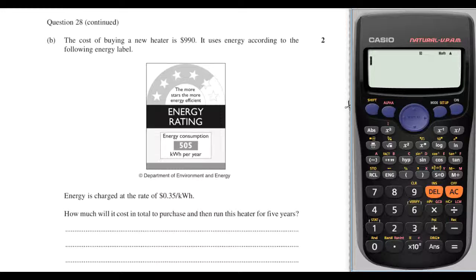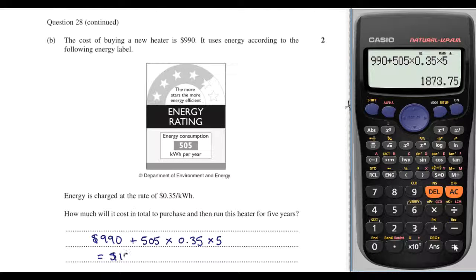Question 28b. The total cost of buying and running this heater, assuming it is used exactly as labelled, is the purchase price, $990, plus the cost of using it, which is 505 kilowatt hours multiplied by 0.35, the cost per kilowatt hour, multiplied by 5 over 5 years. Giving a total cost of $1,873.75.